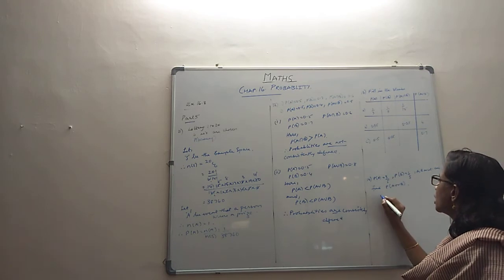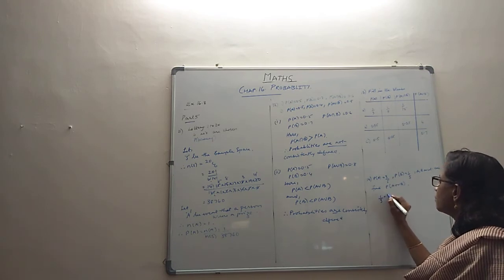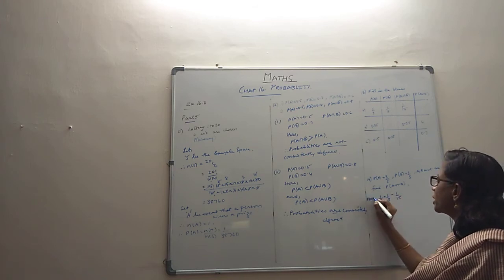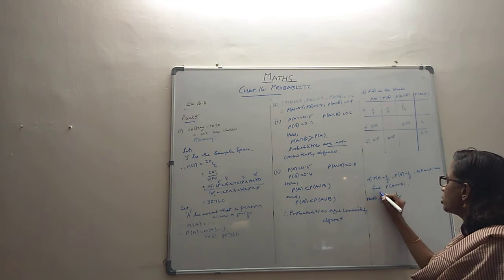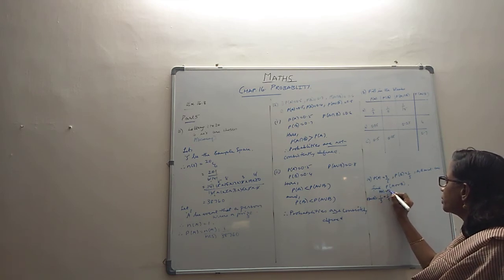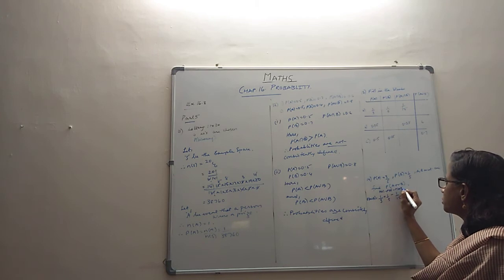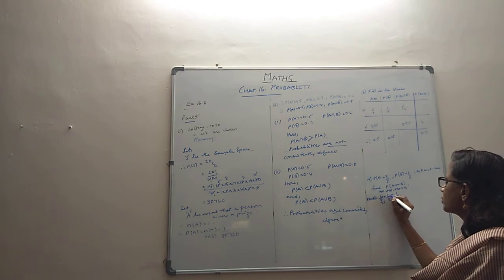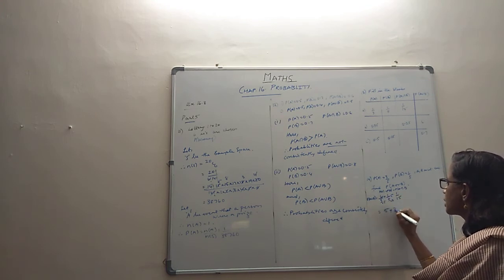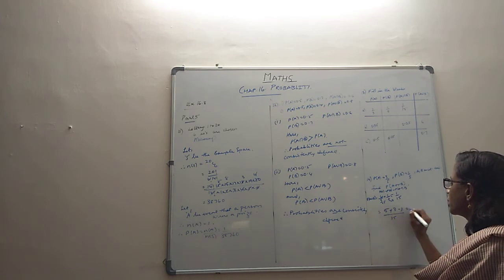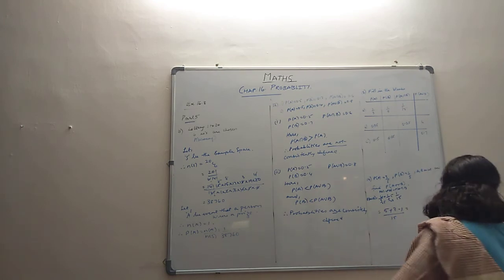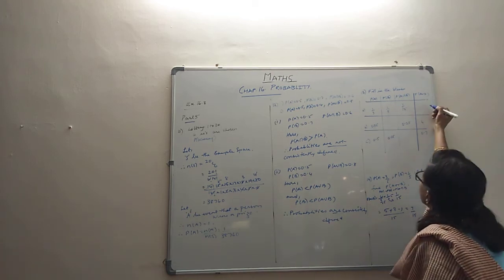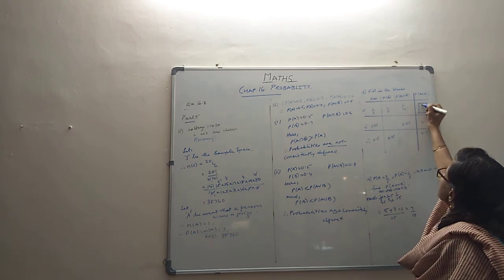So let's check. It will be 1 by 3 plus 1 by 5 minus 1 by 15. This is going to be the probability of A union B. It's probability of A plus probability of B minus probability of A intersection B. Now equalizing into 5 into 3, 5 into 3. So 5 plus 3 minus 1 whole by 15. That is 8 minus 1 by 15. It is going to be 7 by 15. Your value will come to 7 by 15.